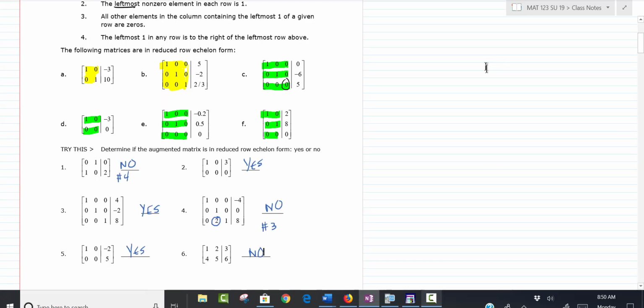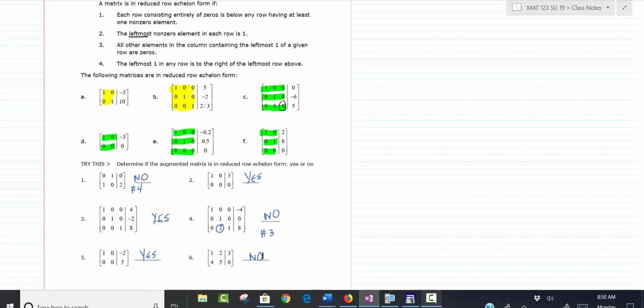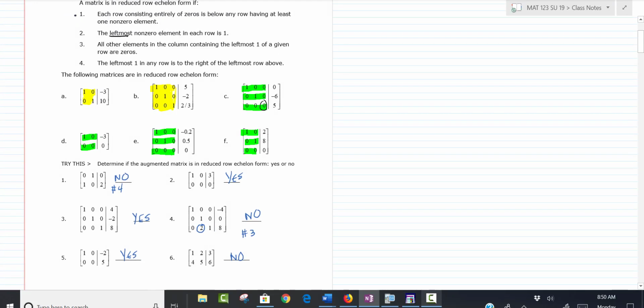Okay, so this is what you should come up with. I went through and identified which of the 4 things that you look for in reduced echelon form applies. This one right here is no, and the reason is this number 4 fails. This says the leftmost one in any row is to the right of the leftmost one in the row above.